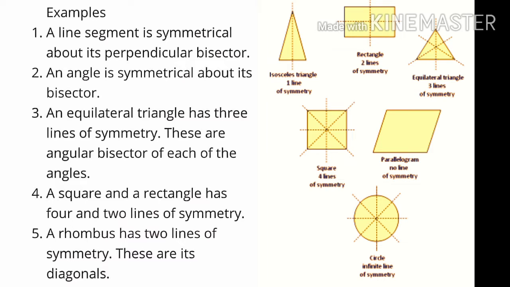A line segment is symmetrical about its perpendicular bisector. I will show you this. An angle is symmetrical about its bisector. The equilateral triangle has three lines of symmetry. These are the angular bisectors of each of the angles. A square and a rectangle have 4 and 2 lines of symmetry respectively. A rhombus has 2 lines of symmetry which are along the diagonals.